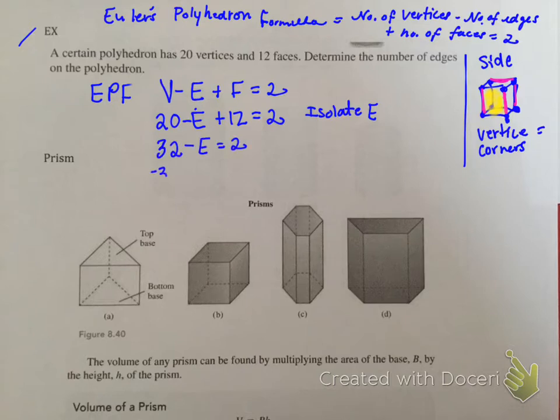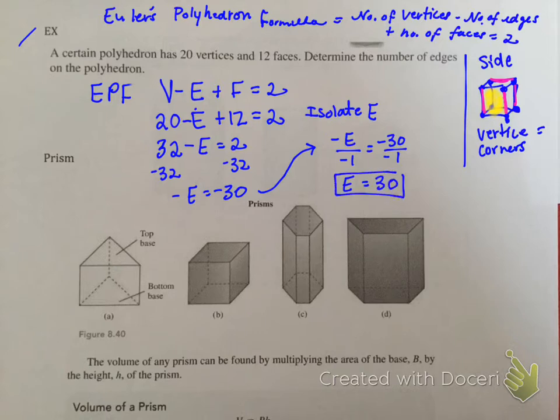Okay, so to do that, I'm going to take 20 plus 12, that's 32, minus E equals 2. Now what I'm going to do is move the 32 over to the other side, and when I do that, I get negative E equals negative 30. Now if I divide both sides by negative 1, I get E equals 30. So you just have to do a little bit of algebra for this, but once again, you're just plugging and chugging in what you know. So I plugged in 20 for vertices, I plugged in 12 for faces, and remember, vertices minus edges plus faces equals 2.